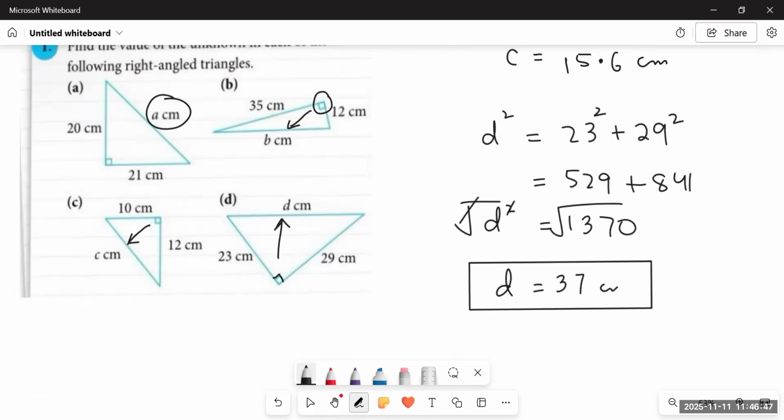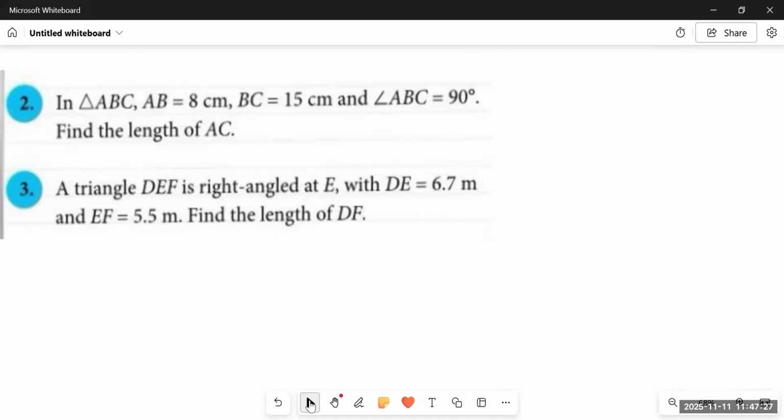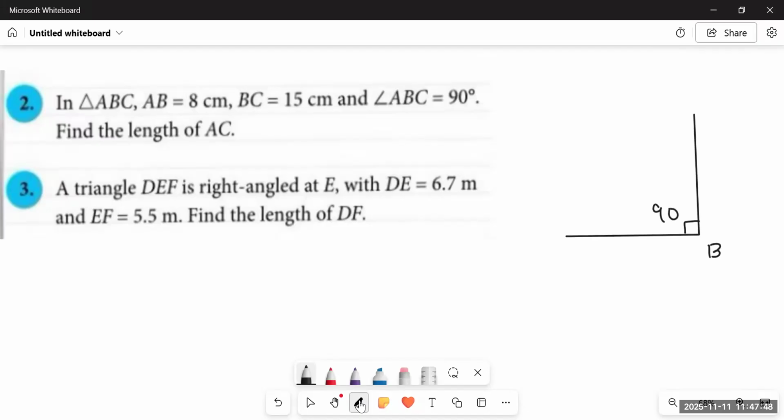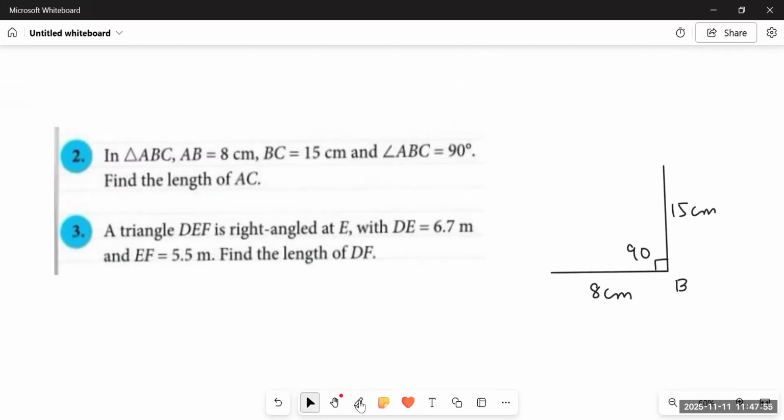Okay, students? Now let's move to question number 2. So it says in a triangle ABC, AB is equals to 8 centimeters, BC is equals to 15 centimeters and angle ABC is equals to 90 degrees at angle B. Okay, this is point B and here it's a 90-degree angle. The length of AB is 8 centimeters and that of BC is 15 centimeters, right? So we have to find the length of AC.